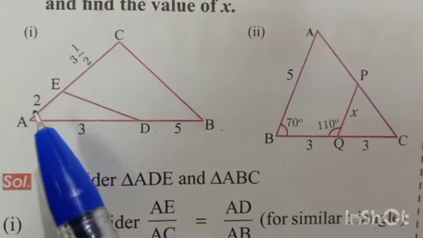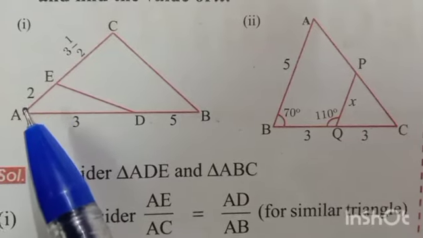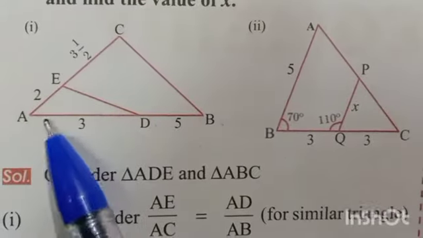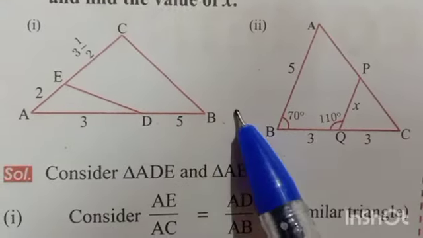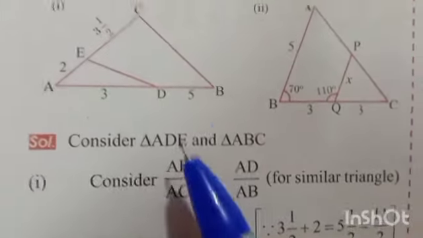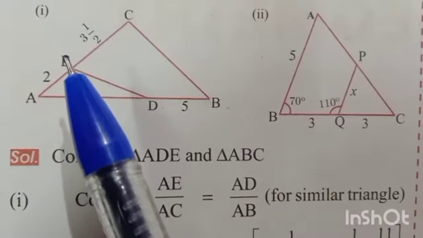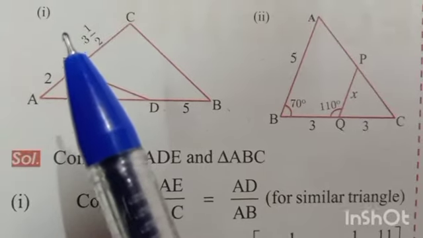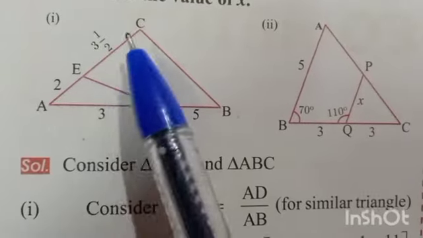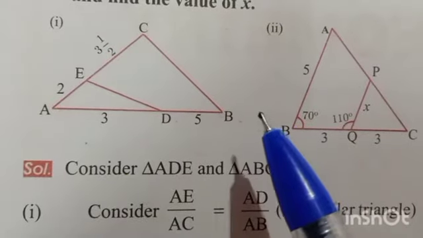Okay, the similarity rule: the corresponding sides of the triangles are proportional. So for the small triangle, the sides are AE by AC, AD by AB. That is the definition of similar triangles. We have three sides in this triangle, so whichever two sides have values given, you consider those two sides' ratios. Those are the corresponding sides, AE by AC and AD by AB.